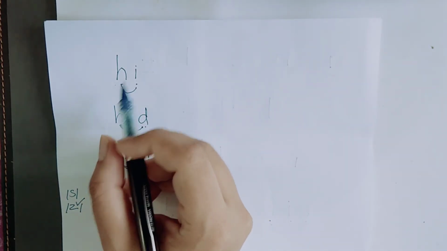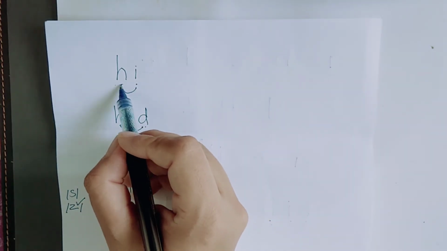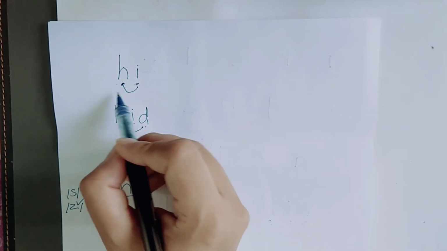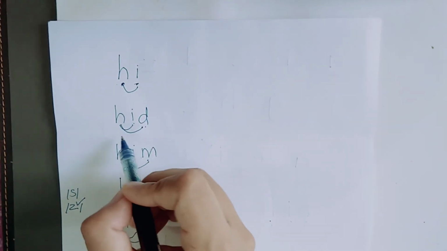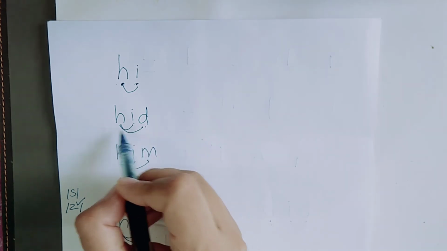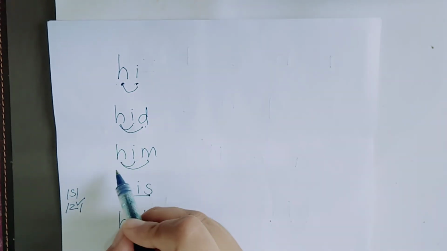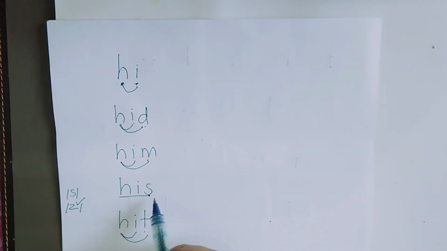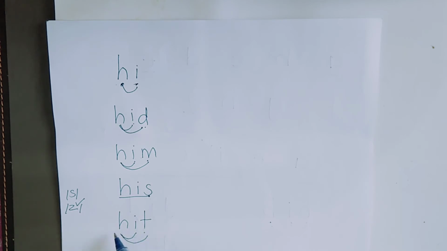Now, let's look at these words again. H, I, hi. H, I, D, hid. H, I, M, him. H, I, Z, his. H, I, T, hit.